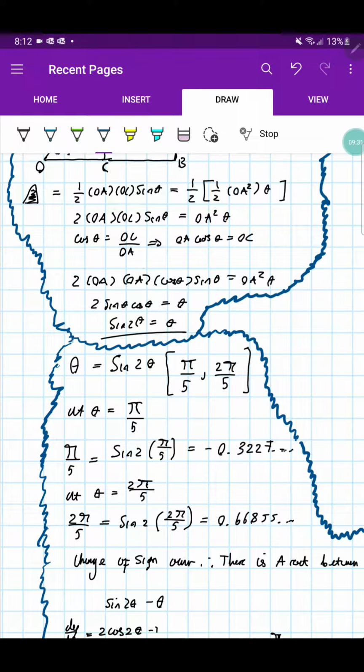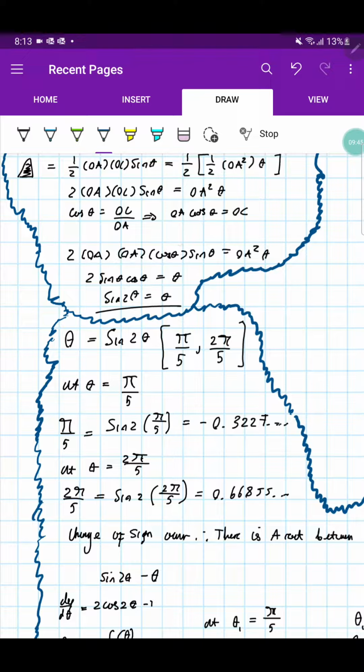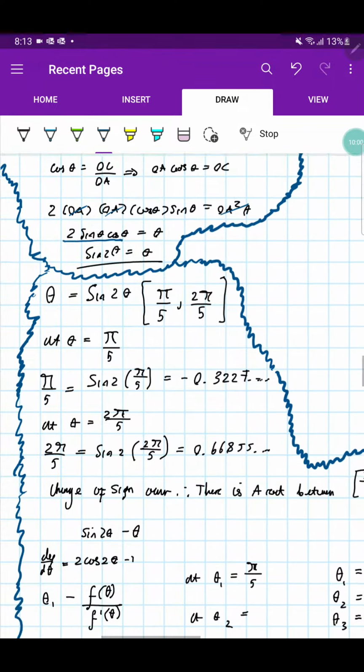So if we simplify this, we get 2 OA cos theta multiplied by sine theta equals OA squared. So we can see the OA and the OA squared will cancel, leaving a 1 OA. So we get 2 O, actually no, it's not that. The OA and the OA squared will cancel, leaving us with 2 cos theta sine theta equals theta. And we know from the double angle formula that that's going to be equal to sine 2 theta.